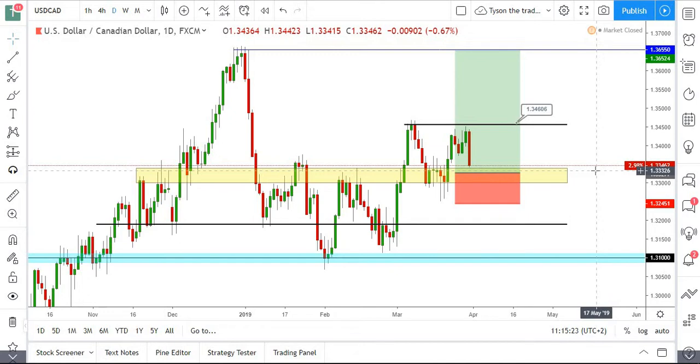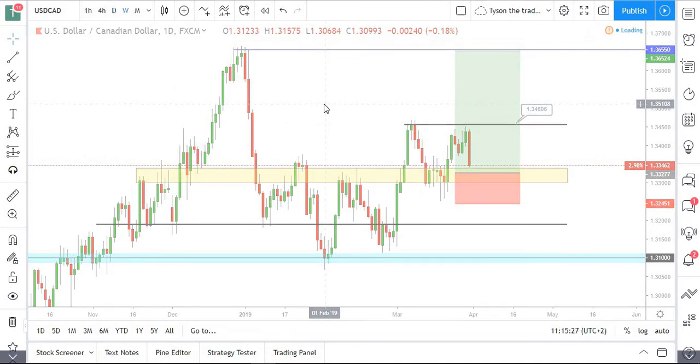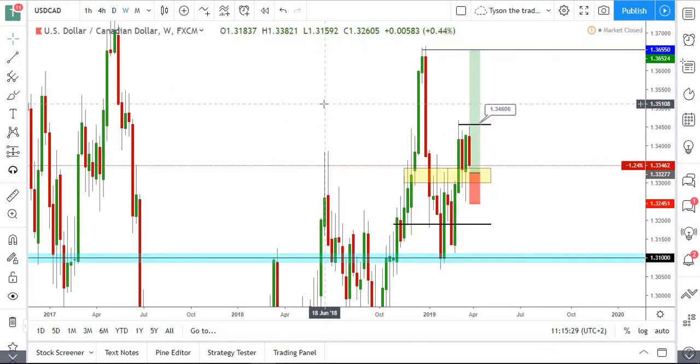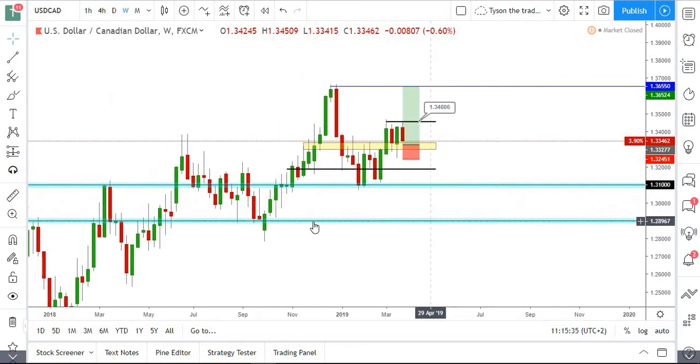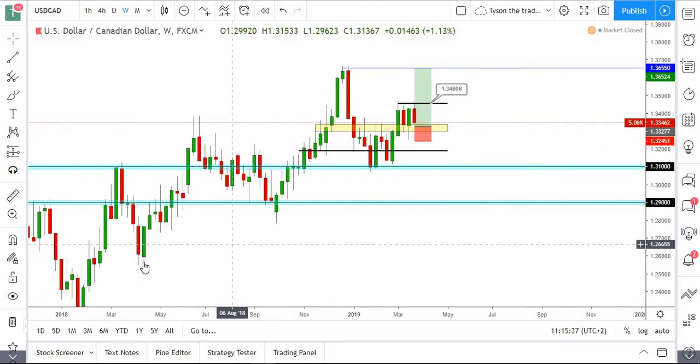I like to start my analysis on the bigger time frame just to get the direction of bias. In this case, I'll start on the weekly chart. Here on the weekly, we can quite tell that price has been gradually rising to the upside by forming higher highs and higher lows. That's a stepping formation going to the upside.